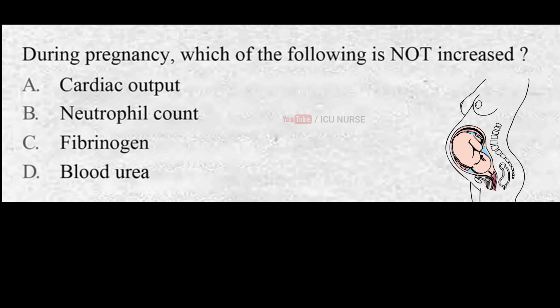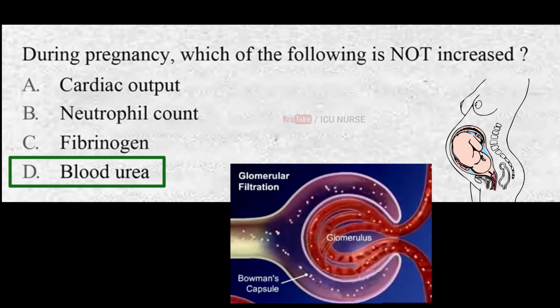During pregnancy, which of the following is not increased? A. Cardiac output. B. Neutrophil count. C. Fibrinogen. D. Blood urea. And the correct answer is D. Blood urea. There is an increased glomerular filtration rate which peaks at about 13th week of pregnancy and can reach levels up to 150% of normal. Therefore, both urea and creatinine levels are decreased in pregnancy.